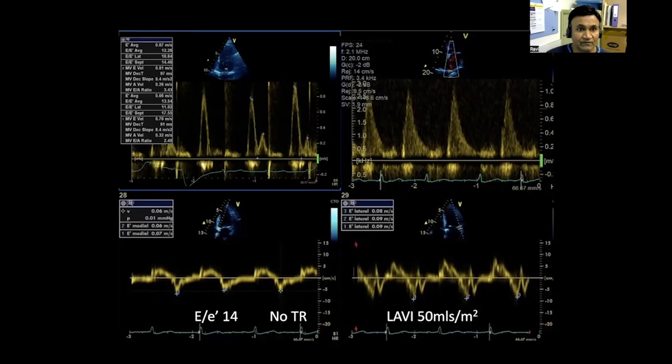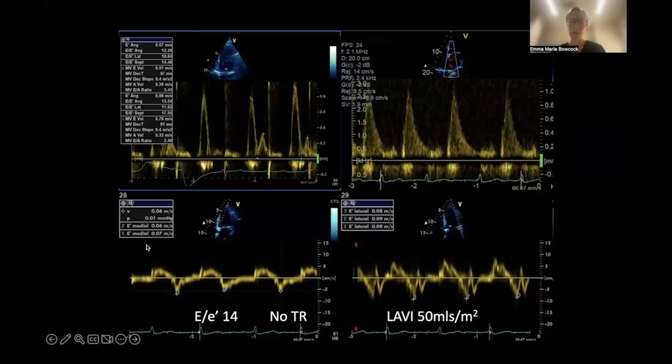diastolic dysfunction. E to E prime is the average 13.5. So that's more than 10. So it's not 14, but it's tending towards diastolic dysfunction as well. And mitral deceleration time is very low, 97. The decel time, very nice, very nice.